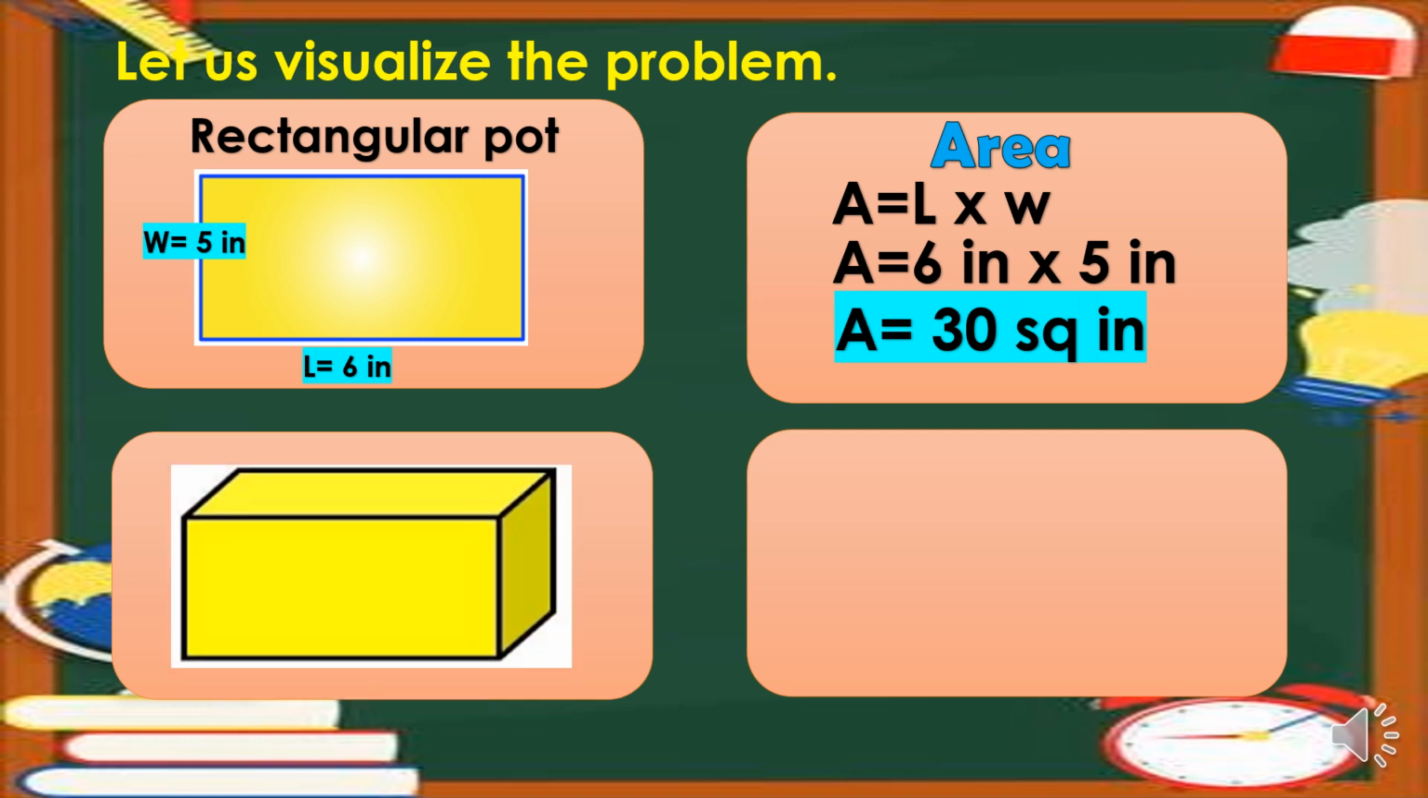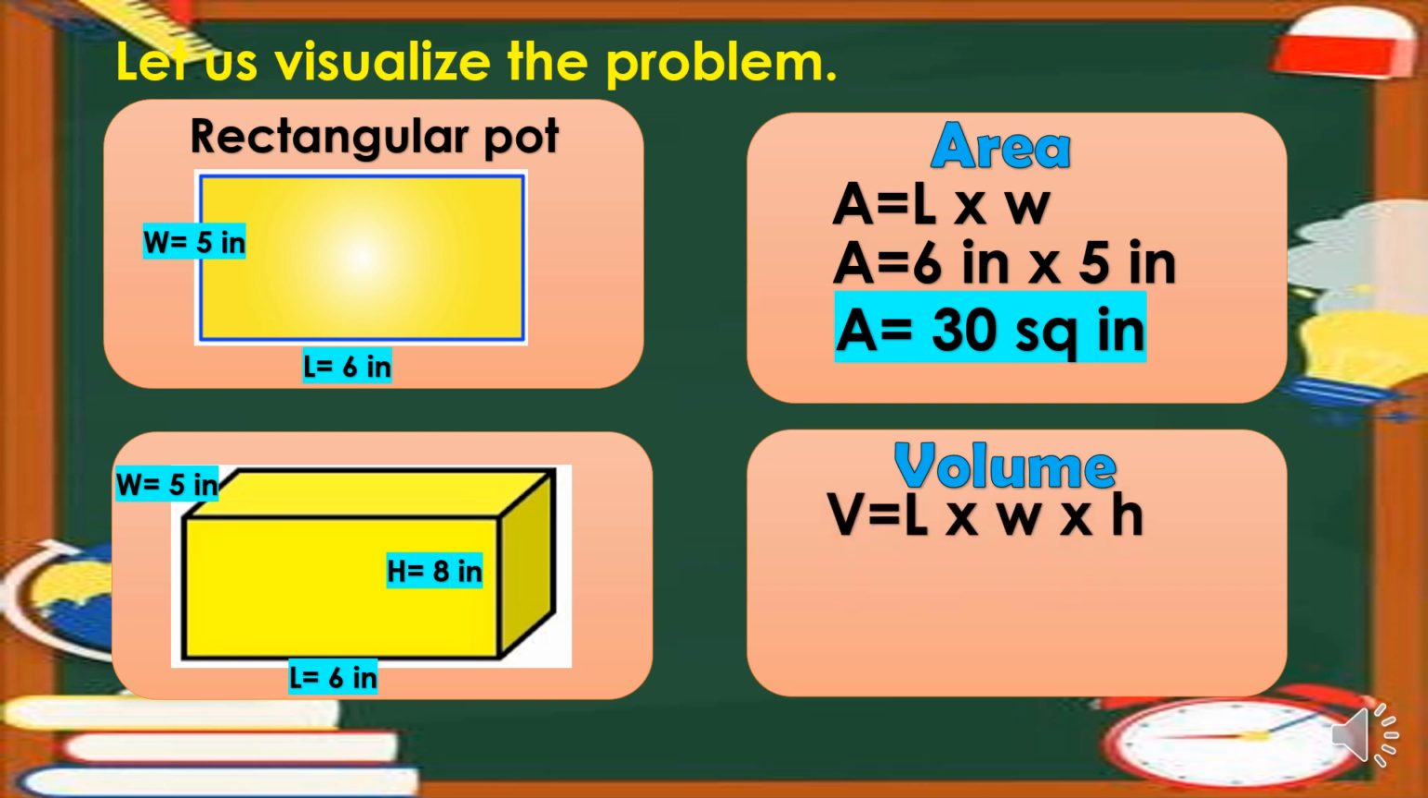And since lalagyan natin ng lupa yung rectangular pot, that means meron na siyang tatlong dimensions. So we have the length, which is 6 inches, and the width, which is 5 inches, and the height of the rectangular pot, which is, ang ilalagay nila is hanggang 8 inches. So, volume na ang ating kukuhanin.